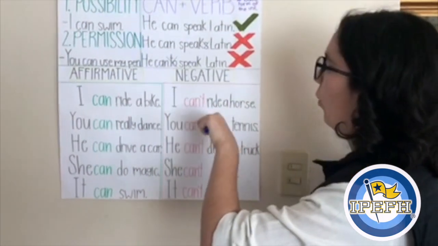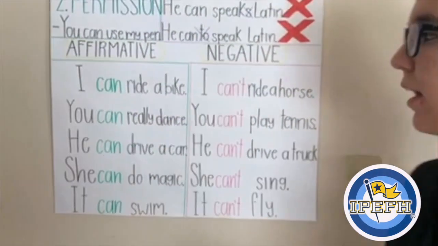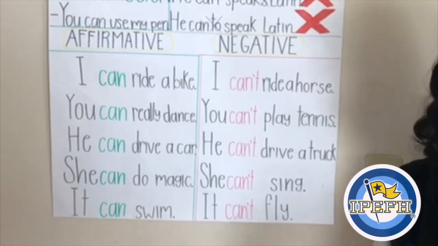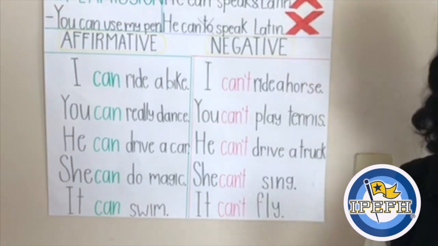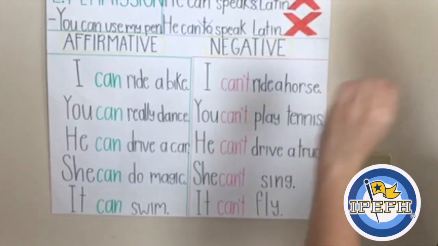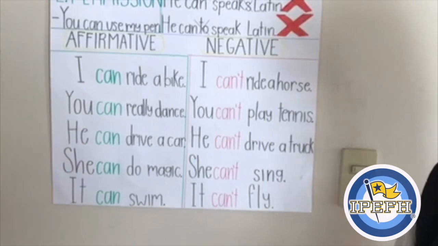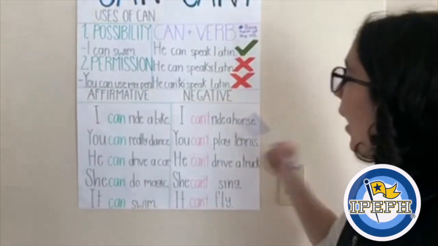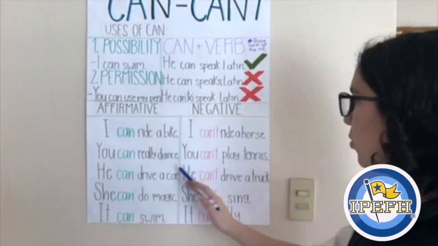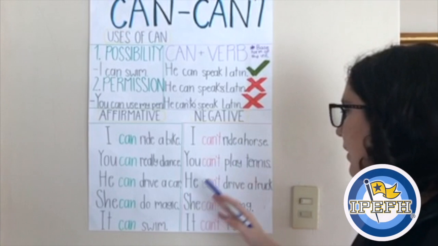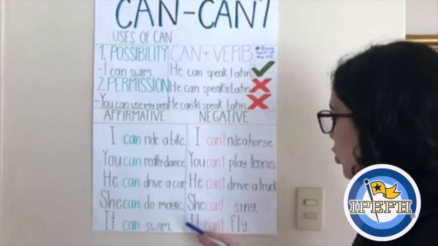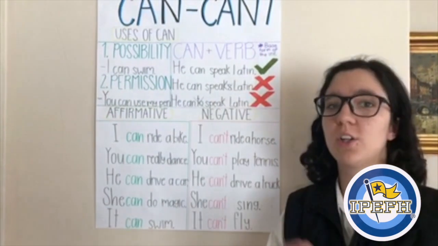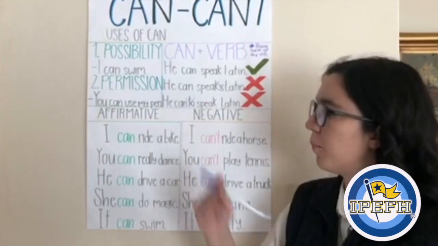I can't ride a horse. If you, instead of writing can't, want to say cannot, that is also correct. Alright, it doesn't matter, it's correct. Just remember that cannot is one single word, not two separated, alright? I can't ride a horse, you can't play tennis, he can't drive a truck, she can't sing, it can't fly, alright? We're talking about abilities or permissions.